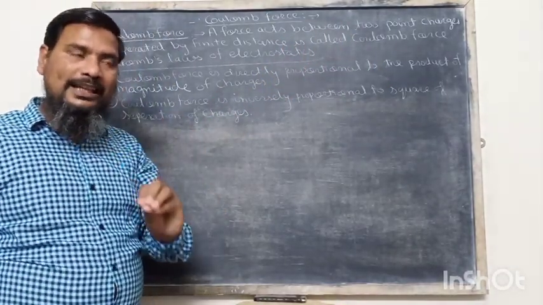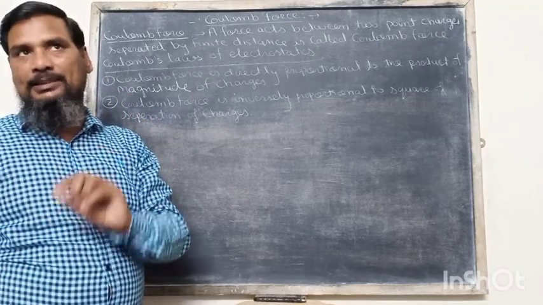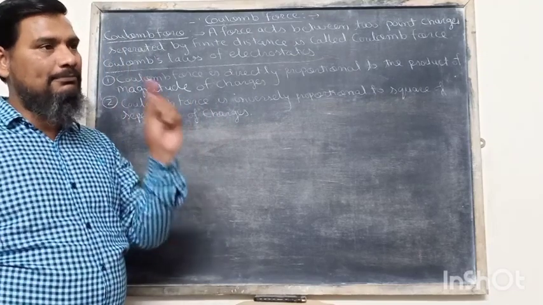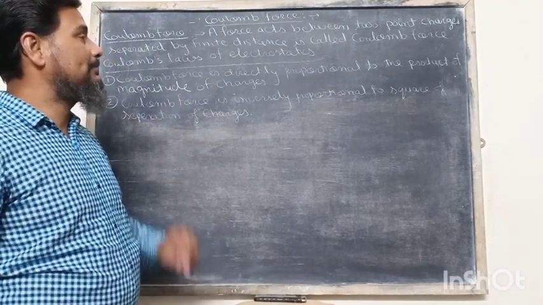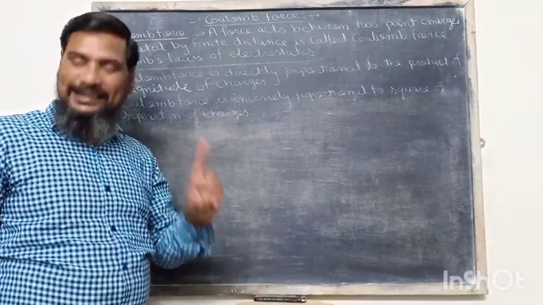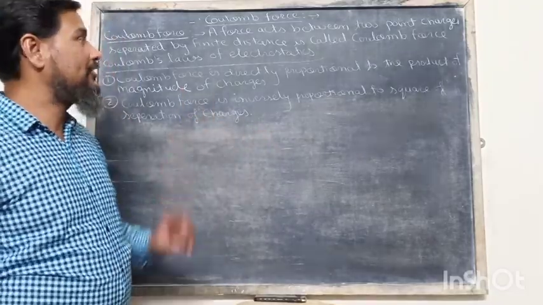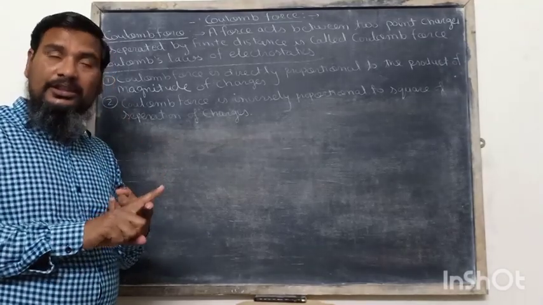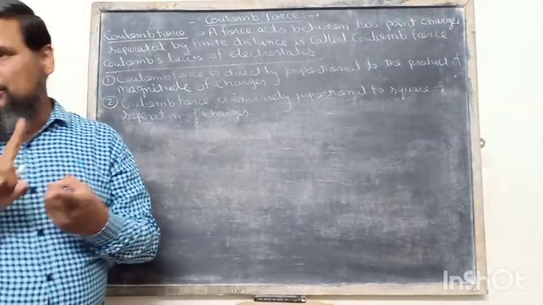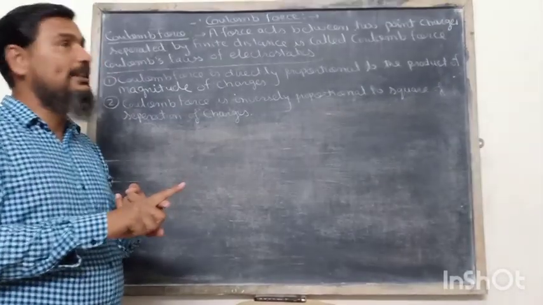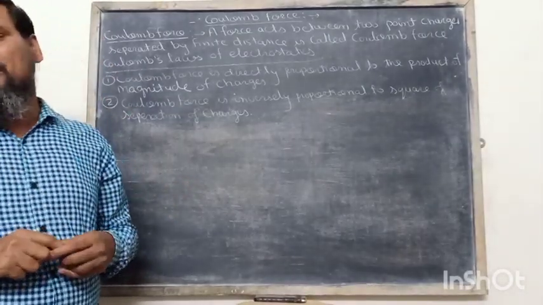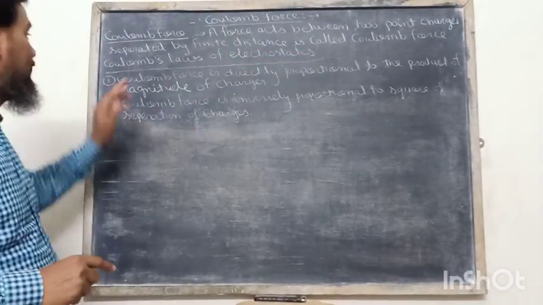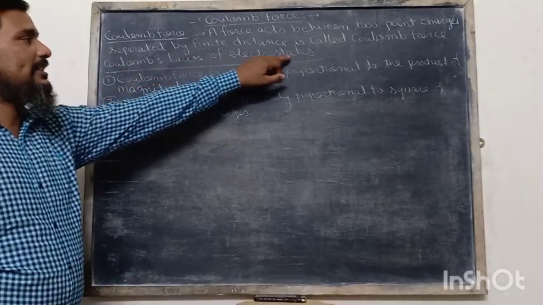Coulomb force only acts between two point charges. The charges should be point charges, number one. Number two, both bodies must be charged, and the separation between the charges must be finite. These are the limitations of Coulomb force. The first is that it is for point charges. Number two, both bodies should be charged. And the third is that the separation between the charges will be a finite distance.